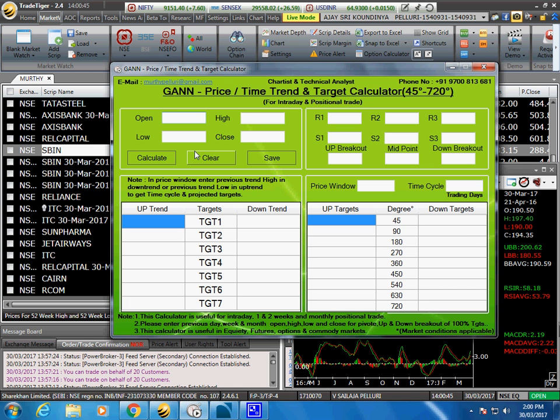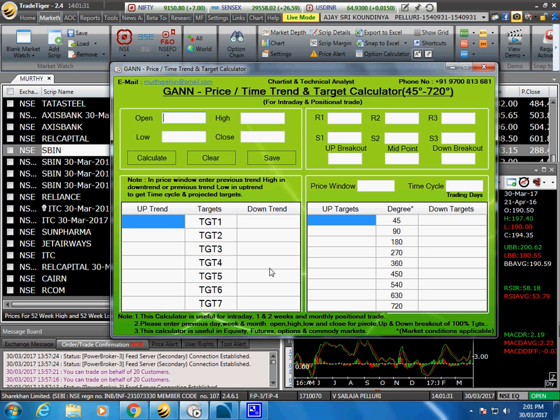Here, in this Gann price time trend and target calculator, we are taking open, high, low and close. Whatever period we want to trade, we have to decide in advance. For intraday, we take the previous day's open, high, low, close. If we want to trade 1 week, that is 5 days, we take the last 5 days' high, the last 5 days' low, the last day's close, and the opening of the first day. The opening of the first day, the closing of the last day in that time frame, and the high and low of that time frame.